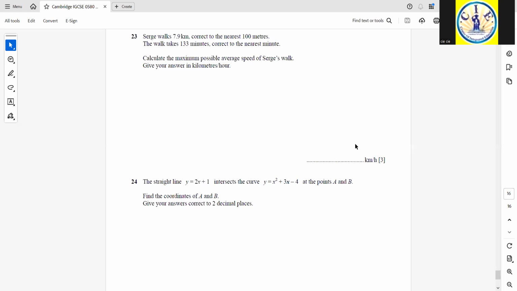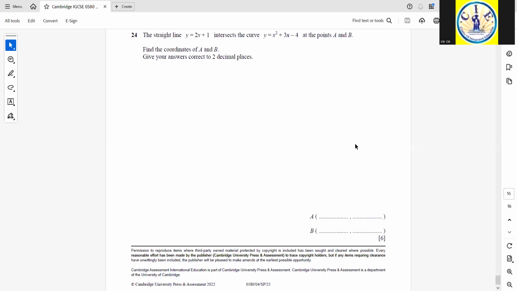Okay, then it is the final question. Question number 24. The straight line y is equal to 2x plus 1 intersects the curve y is equal to x squared plus 3x minus 4 at the points A and B. Find the coordinates of A and B. Give your answers to two decimal places.